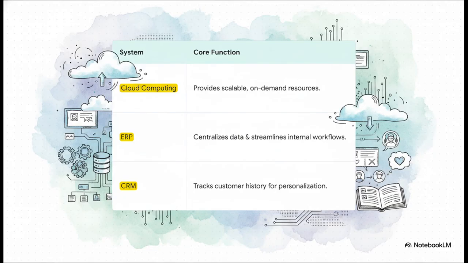So, to recap that real quick, the cloud gives you resources on demand, an ERP gets the whole company organized internally, and a CRM helps you understand and manage your customers. Each one solves a very specific and very important business problem.